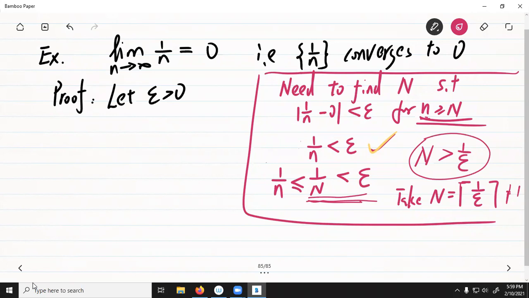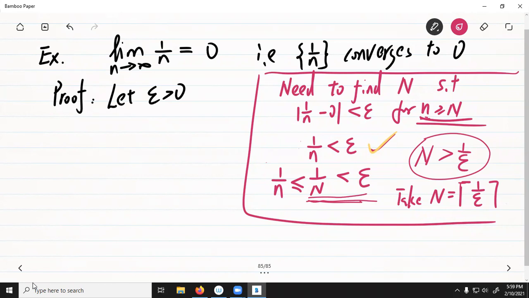Okay, the least integer greater than 1 over epsilon. If you take n equal to this number, then 1 over n is automatically less than epsilon. Then we are done. Okay, so this is the discussion here on your scratch paper.